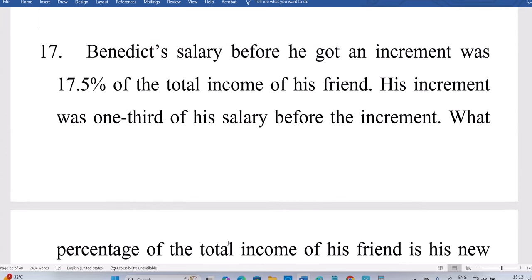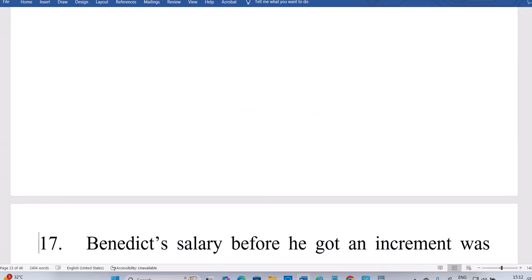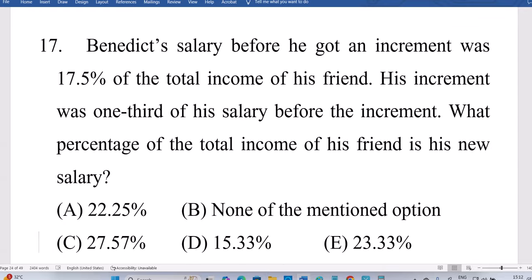Next one. What topic is this? Now let's see how to solve this question. Bendick's salary before he got an increment was 17.5% of the total income of his friend. His increment was 1/3 of his salary before the increment. What percentage of the total income of his friend is his new salary?